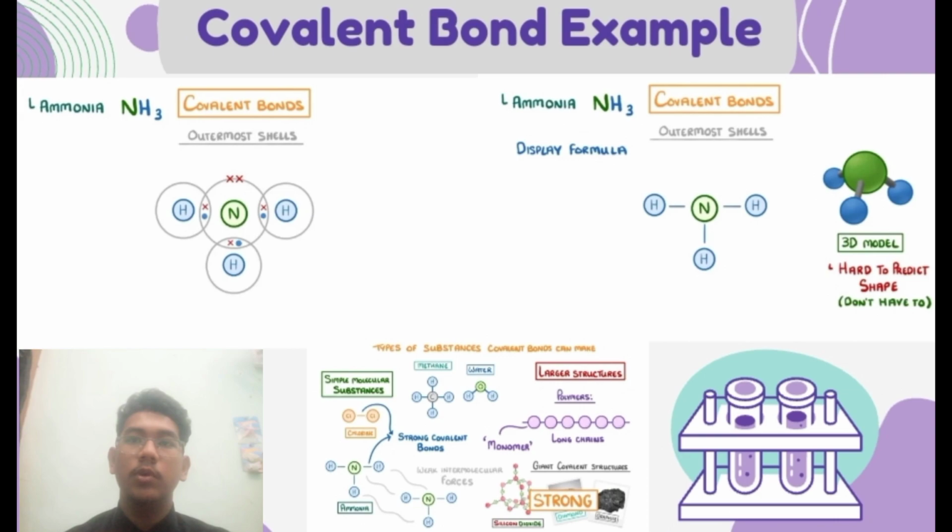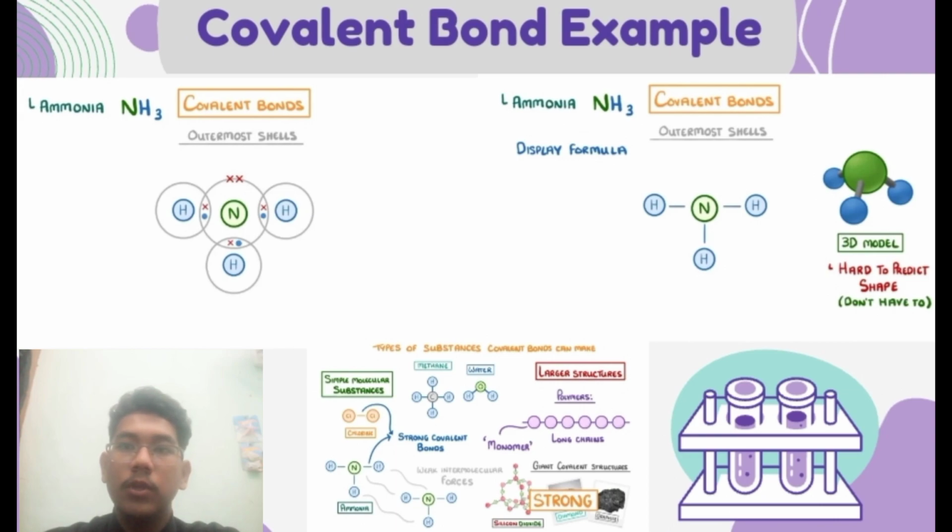Simple molecular substances are small molecules in which the atoms in the molecules are joined by strong covalent bonds, but between the individual molecules there are only weak intermolecular forces which are easily broken. Other simple molecular substances worth knowing are water, which is H2O, and methane, which is CH4.